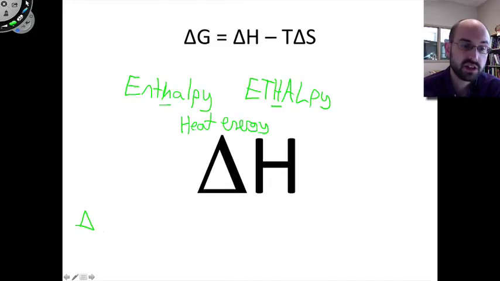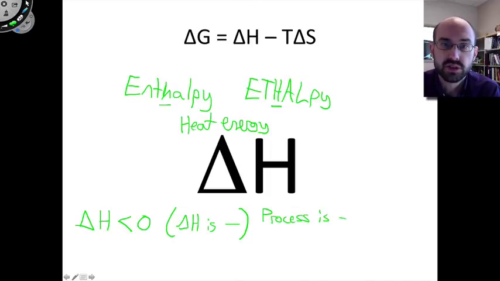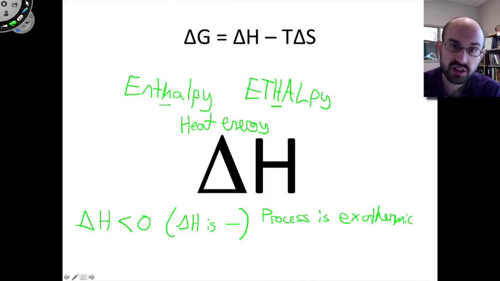As for the delta H term and its signs, when delta H is less than 0, so delta H is negative, we say the process is exothermic, or that heat is given off to the surroundings. The surroundings are warmed up by the process.